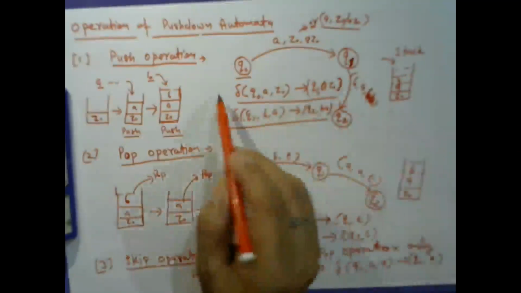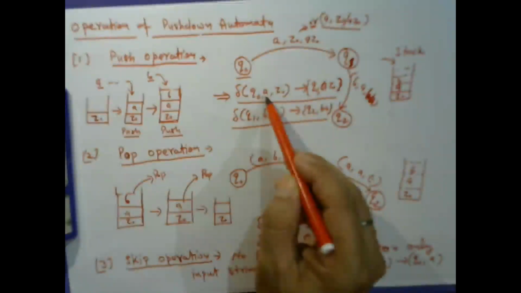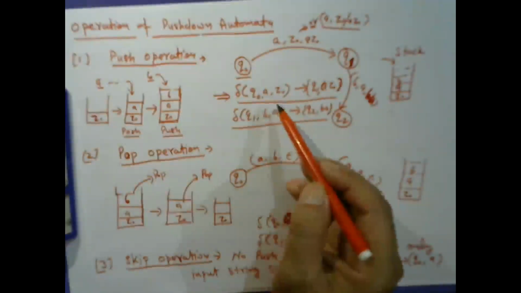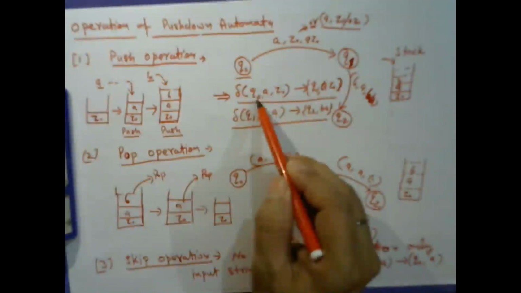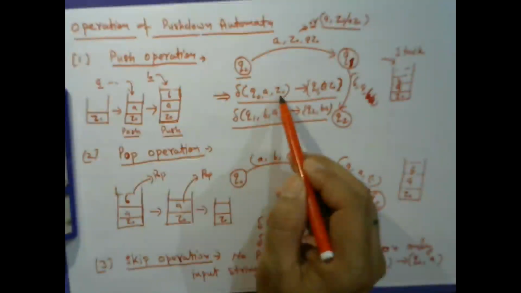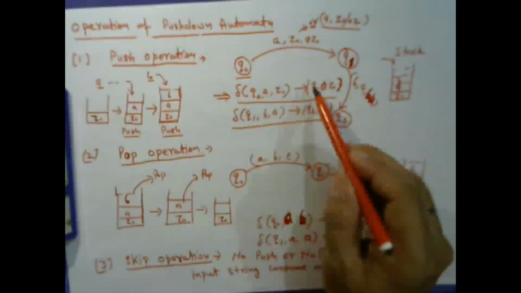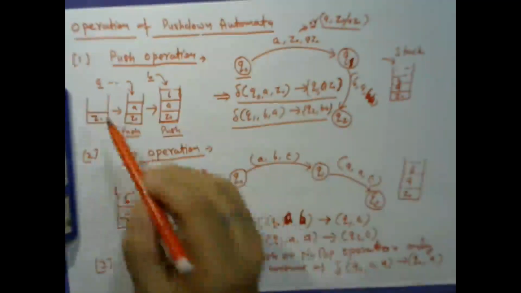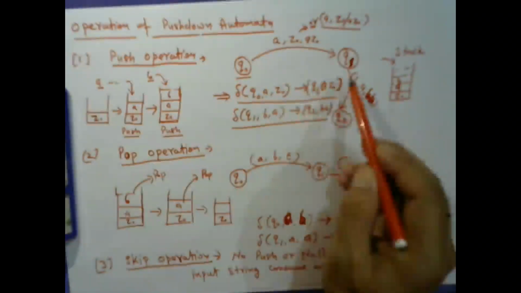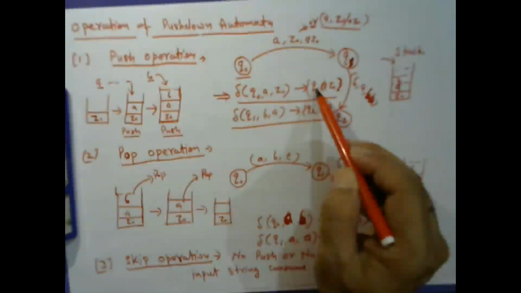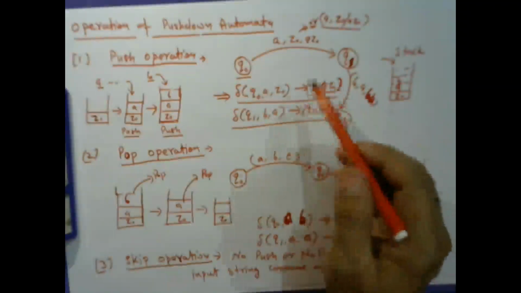How do you write it in this form? Delta of Q0, A, Z0. Q is the state, A is the input alphabet, and Z0 is the top symbol. If you apply the push operation to store A inside the stack, the value is Q1: we reach the Q1 state, and the operation is A Z0. This is how we get the operation.